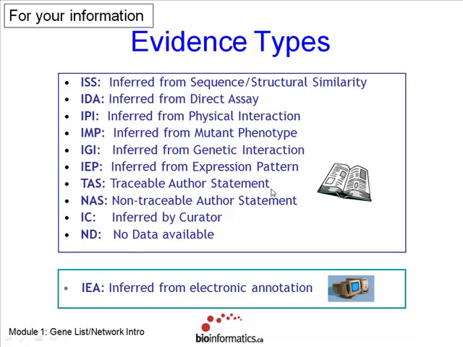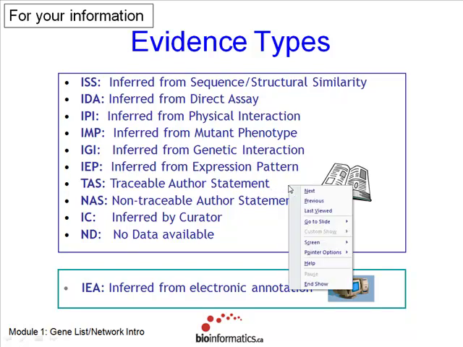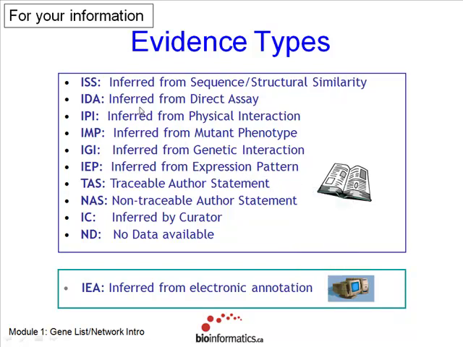That's a particular type of evidence, and it would be associated with a PubMed ID, so you can actually go back to the paper and see what the statement was. Some of it is inferred from sequence or structural similarity. The important thing here is that all of these, even if they're computationally derived, are manually reviewed. The one that's not manually reviewed is IEA, inferred from electronic annotation.